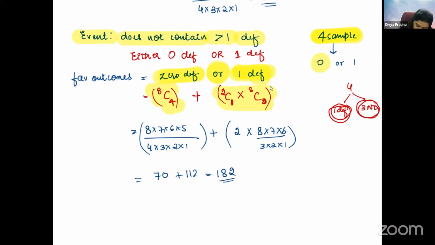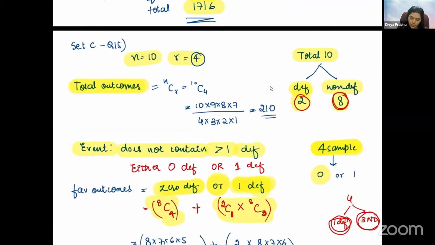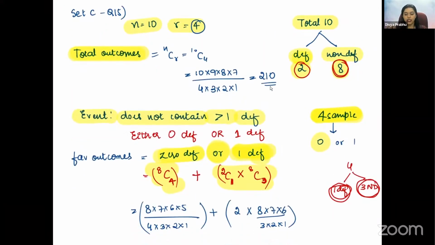Now, calculate probability. Probability of A equals favorable upon total. Favorable is 182 upon total is 210. If you simplify this, you will get 13 upon 15. So yes, very good, Vivek. The answer is 13 upon 15. Okay, understood this question? Please follow this method exactly as it is. Like I told you, first always go for what is N. Next go for what is R. Once you get N and R, the next step is to calculate total outcomes.